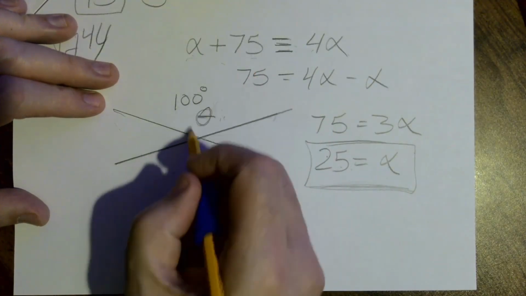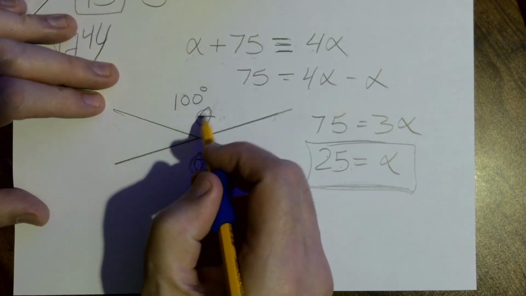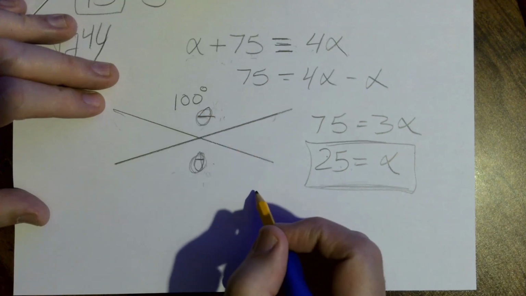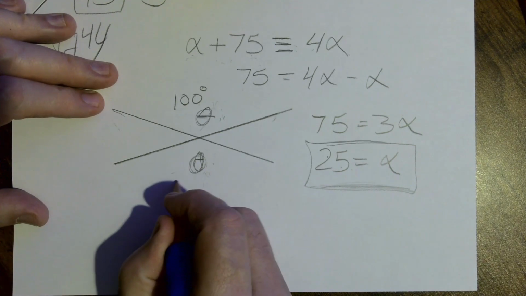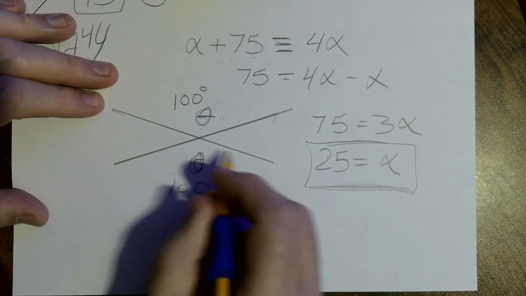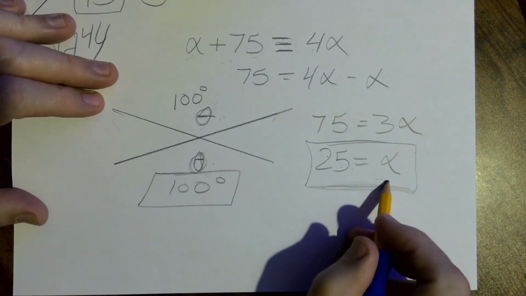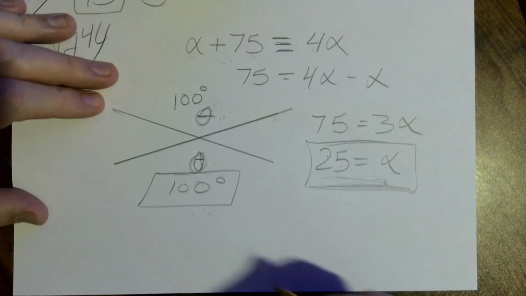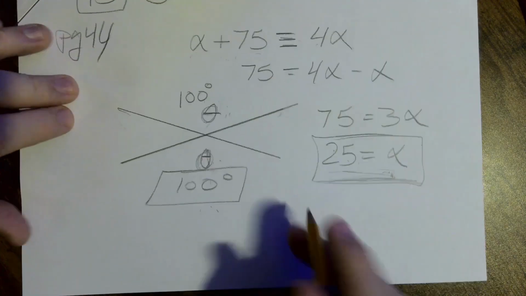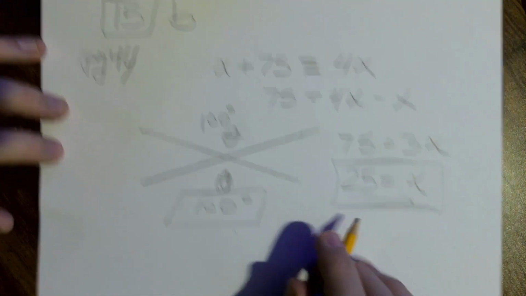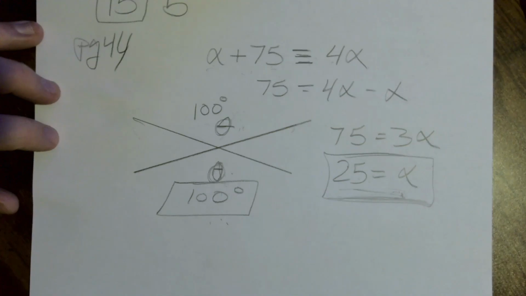So yeah, you can say this one is 75 bigger than 25, and this one is 4 times bigger than 25. So this is the answer, size of the angles. And you did this algebra to get this. That's 15B, page 44. All right.